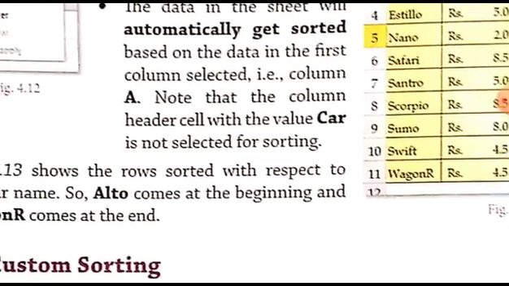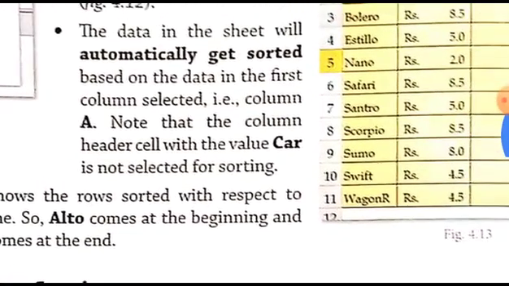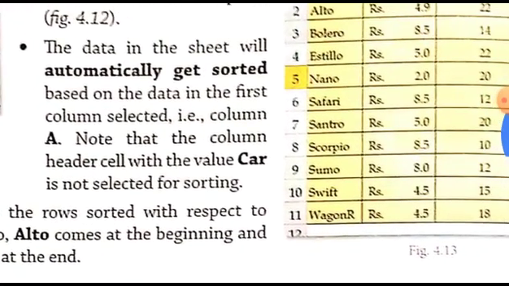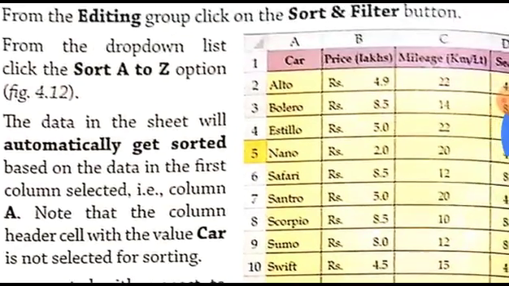You can note one more thing, that the column header cell in this case has the value Car. See, the column header is having the value Car here. So this header is not included in the sorting. Whenever we apply default sorting or any sorting, the header is not counted in the sorting values. The sorting will not apply on the header values in any column.